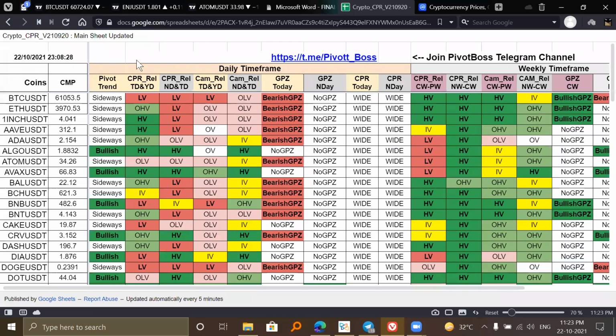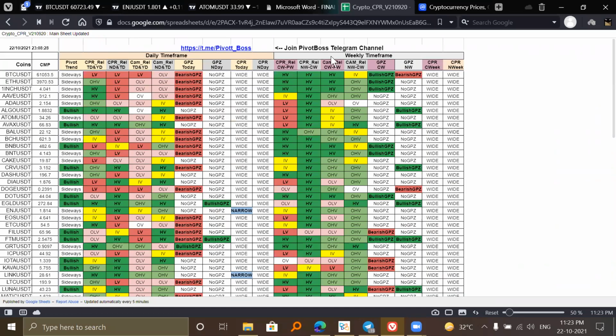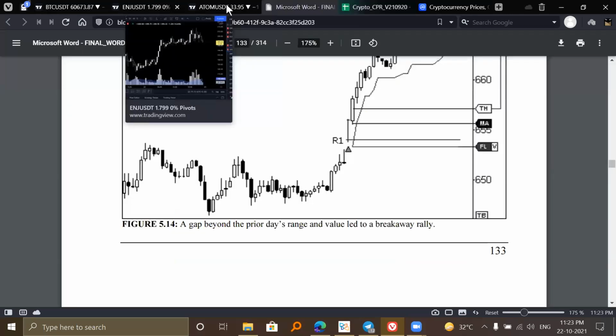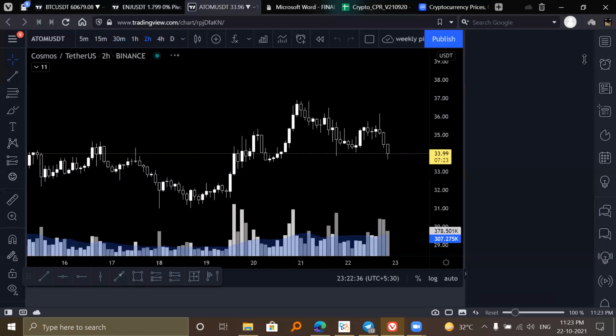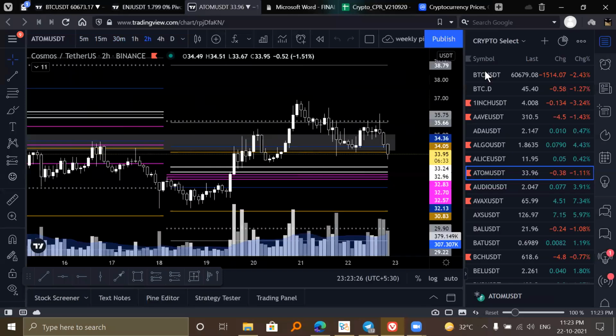Yes. So Bitcoin USDT and CPR relationship of weekly time frame. So this is the current week and previous week. CW means current week, PW means previous week. This is higher value. Now also on the chart, where did Bitcoin go? Here.